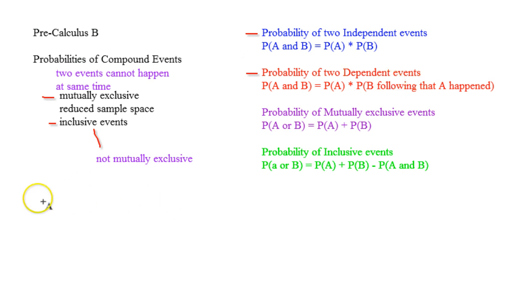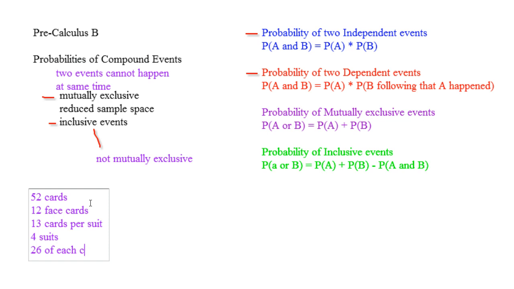So let's start looking at some cards. There are 52 cards in a deck. There are 12 face cards. There are 13 cards per suit. There are 4 suits, and you know the suits as hearts, spades, diamonds, and clubs. There's 26 of each color. This is one of the best examples to go through with some of this stuff.